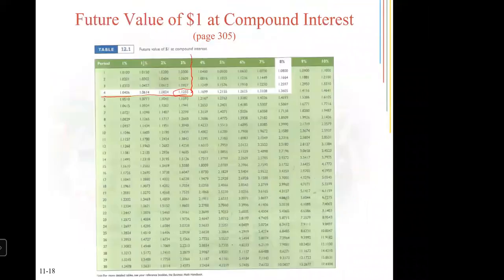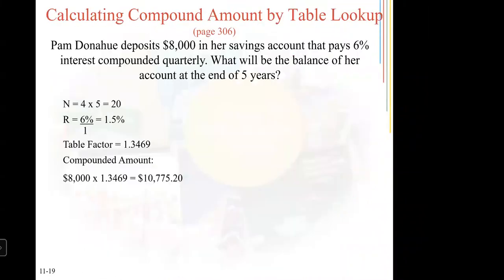Okay, so let's move on then. All right, so we have another example here. This person deposits $8,000 in a savings account that pays 6% interest compounded quarterly. What will be the balance of our account at the end of 5 years?